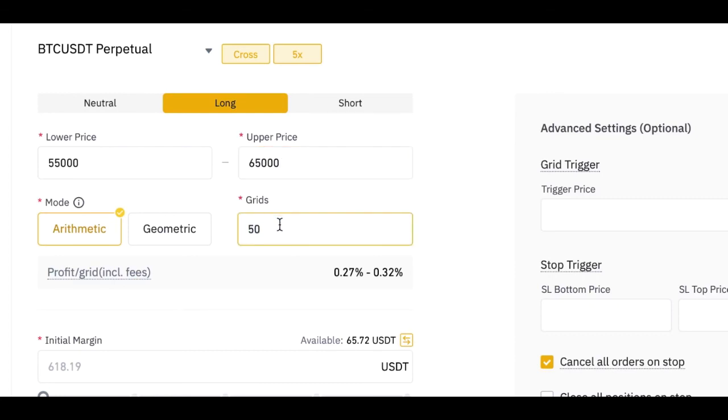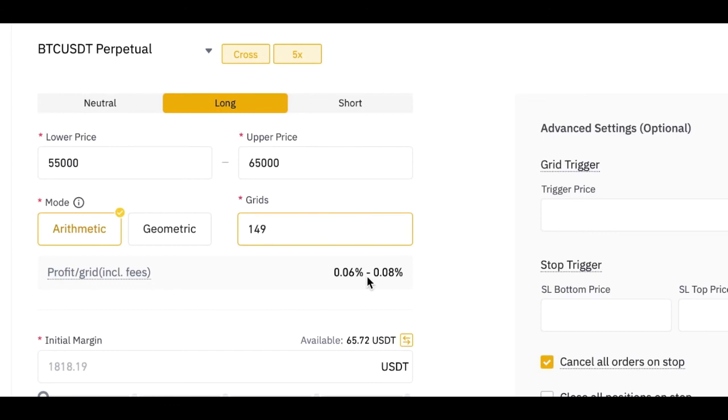It's really up to you how many grids that you can have, but obviously if you just have 2 grids, then your profit per grid is going to be much higher. And then if you have more grids up to 149, the amount of profit per grid is going to be lower, but you of course have way more trades and way more orders. This only works, of course, if the price of Bitcoin moves in a range between 55 and 65.